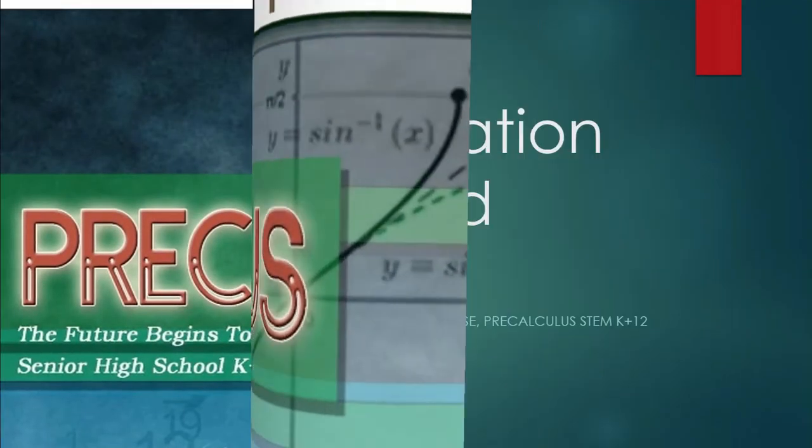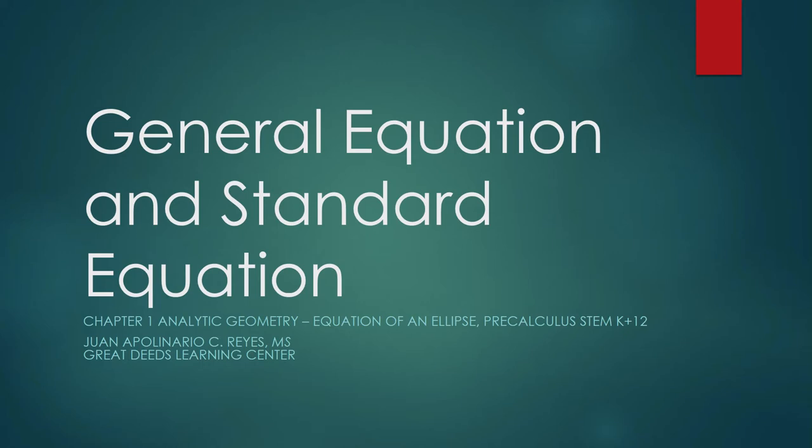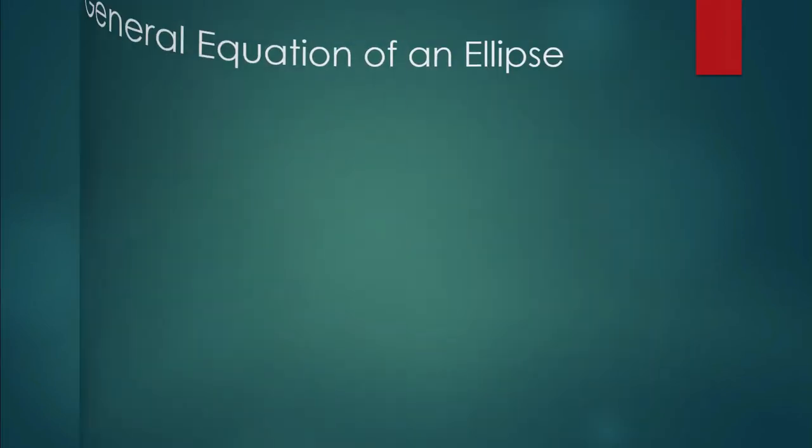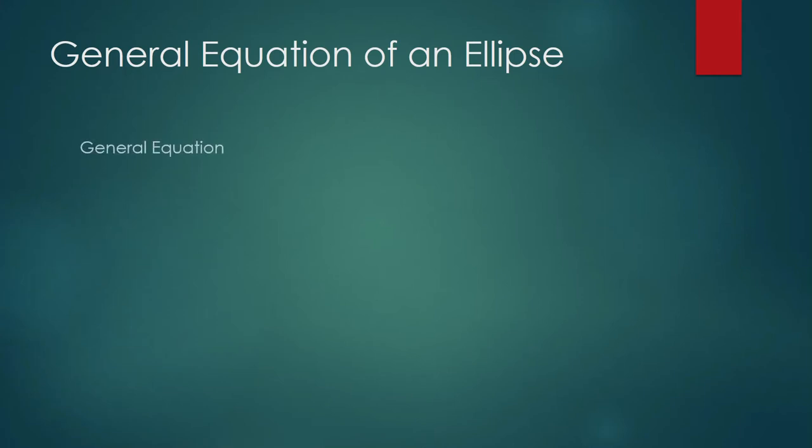We are into transforming a general equation into the standard form of equations for an ellipse. So the general equation for an ellipse has this form: ax squared plus cy squared plus dx plus ey plus f is equal to 0, where ac is greater than 0. What that means is the product of the coefficients of x squared and y squared is positive, and that can happen if both of them are positive or both of them are negative.